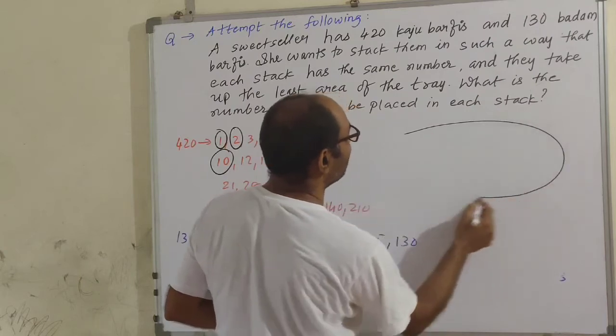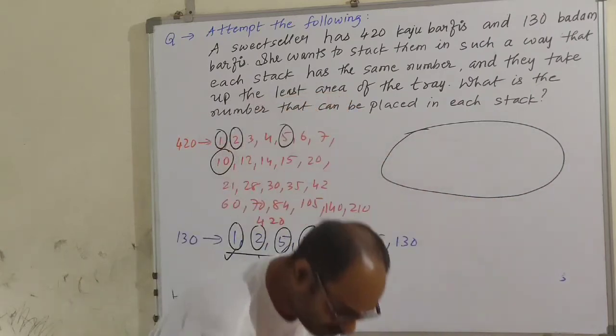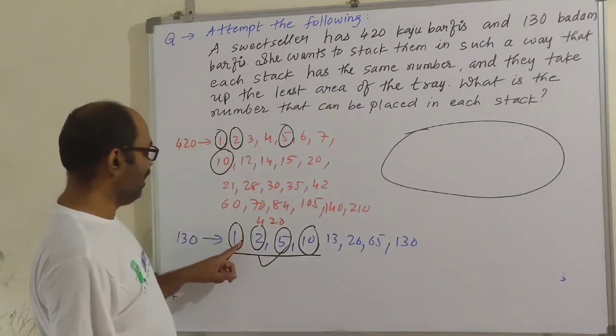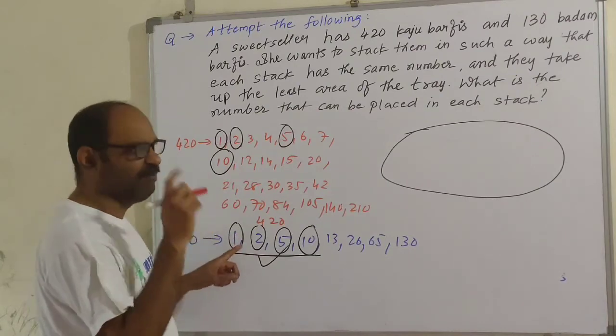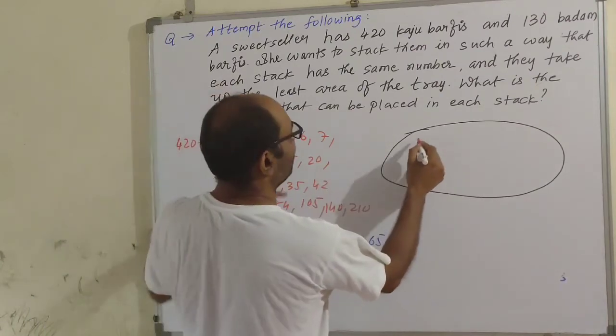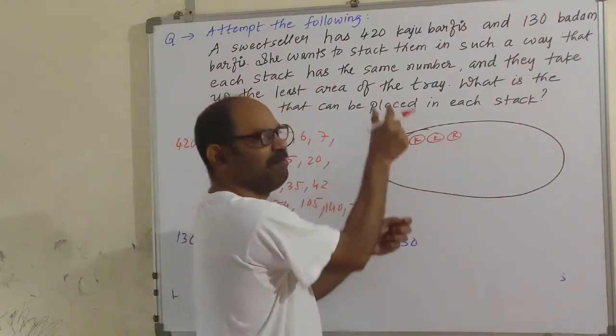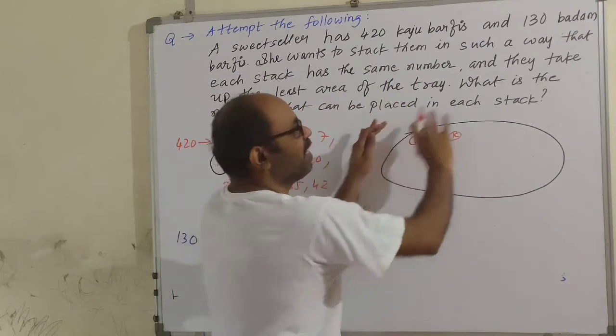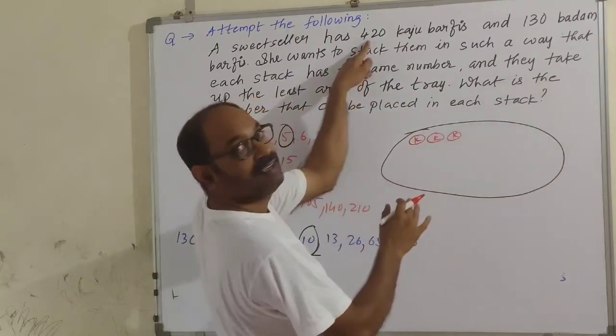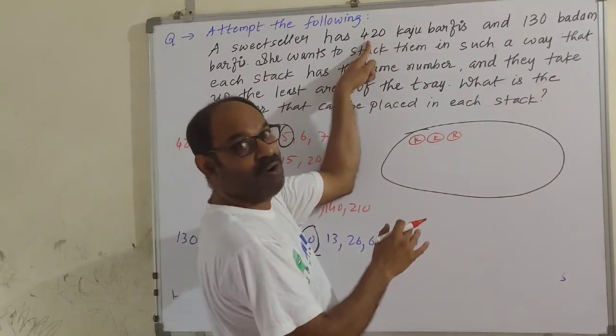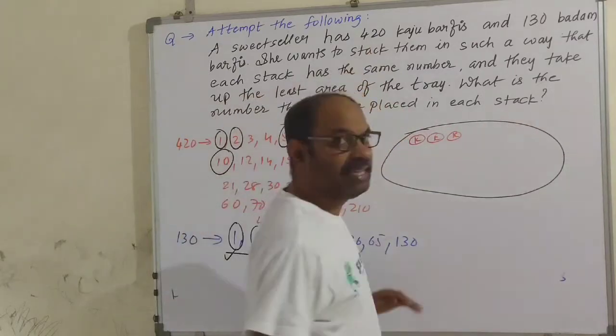Let's say this is the tray. If I put only 1 burfi in each stack, then this is Kaju burfi, Kaju burfi, Kaju burfi. Only 1 burfi I kept in the stack. How many Kaju burfis will I have to place in the tray? 420. So it will take a large area.